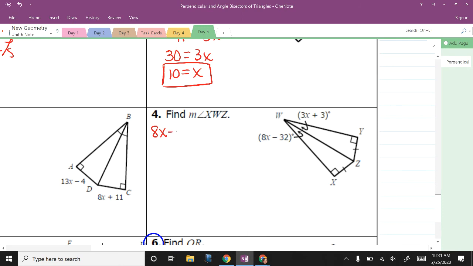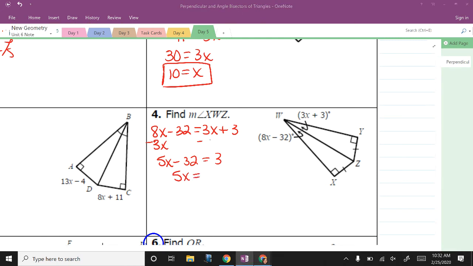8x minus 32 equals 3x plus 3. And then I'm going to subtract 3x to get my x's together. So 5x minus 32 equals 3. Add 32 on both sides, and I have 5x equals, I don't know why it's erasing some of my stuff, 35. Divide by 5, and x equals 7.